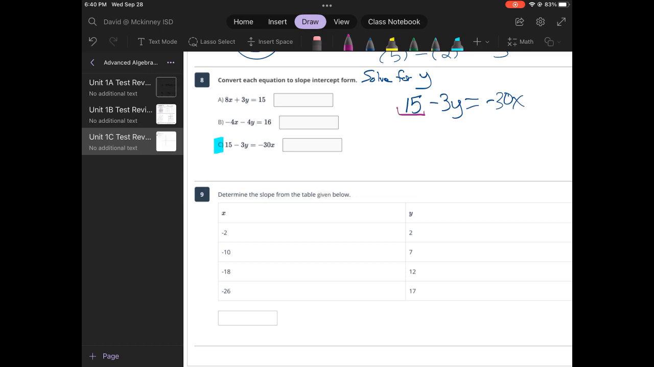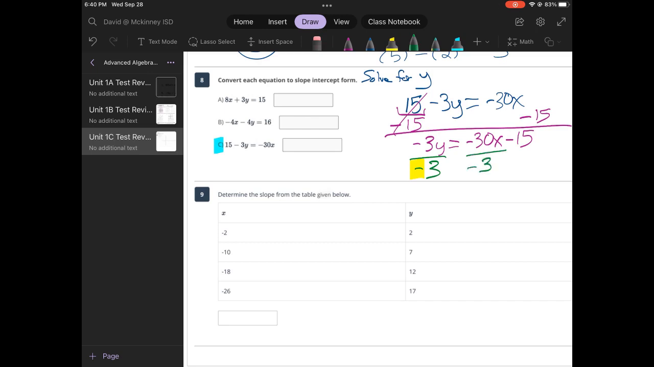My process is very similar. I need to move that 15. I need to move it by subtracting it. I will subtract 15 from both sides. That cancels. I bring down negative 3y, and it's equal to negative 30x minus 15. Please do not lose track of any of the negatives here. When I divide, I must divide by a negative 3, and I have to do that to all three terms.